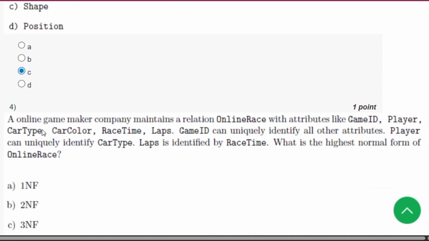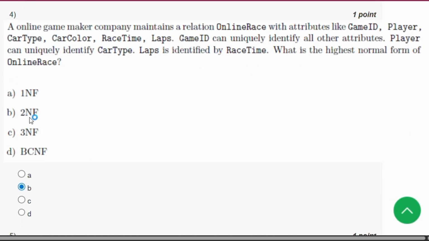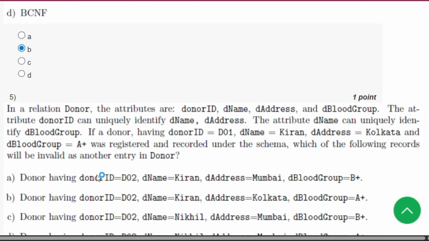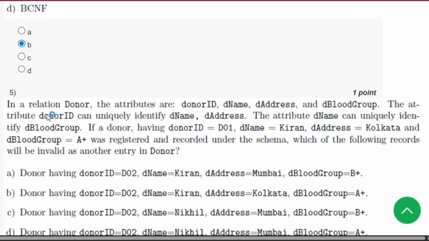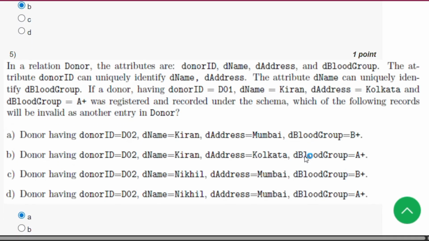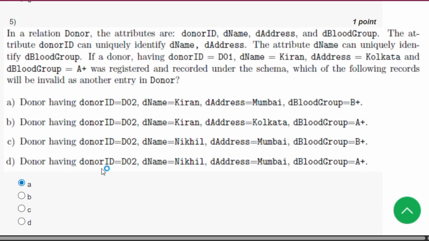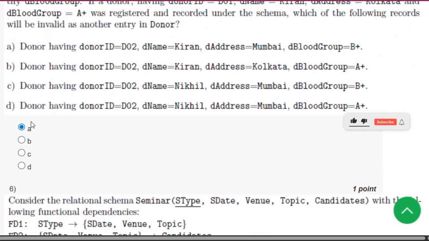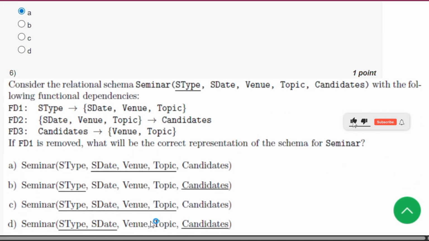Now question number 4, the answer will be option B, that is 2NF. Now question number 5, in a relation donor, the attributes are donor ID, dname, d-address and d-blood group. Okay, so the question is which of the following records will be invalid as another entry in donor. So the answer will be option A, that is donor having donor ID D02, dname Kiran, d-address Mumbai and d-blood group B-positive.